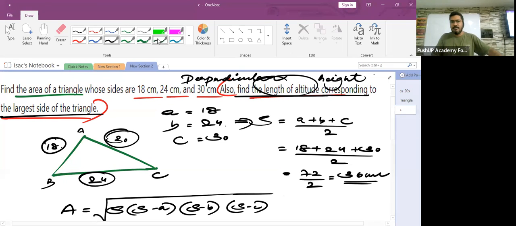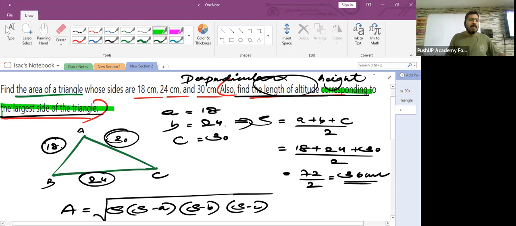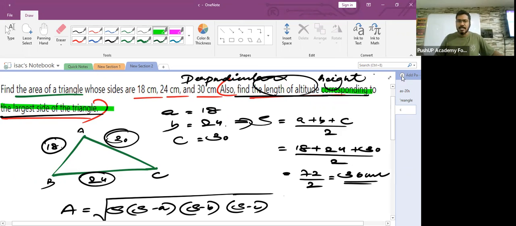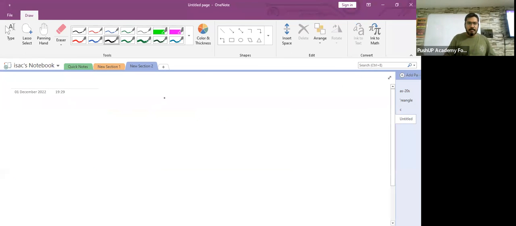Now, children, they have given us a particular condition. What is the condition? The height which you're going to find should correspond to the largest side of the triangle. So before I teach you how to solve this sum, let me explain an important fact over here.